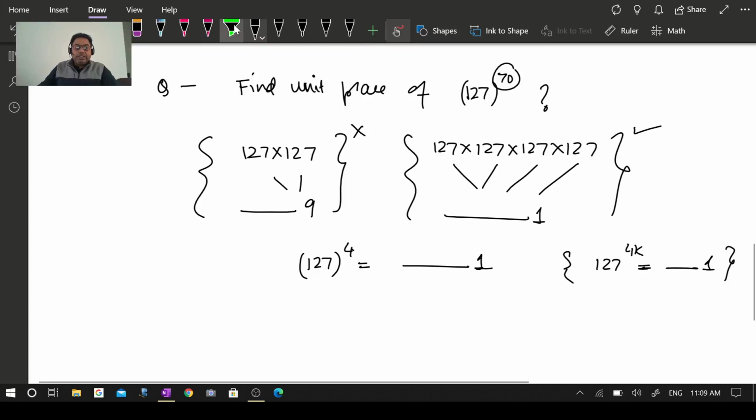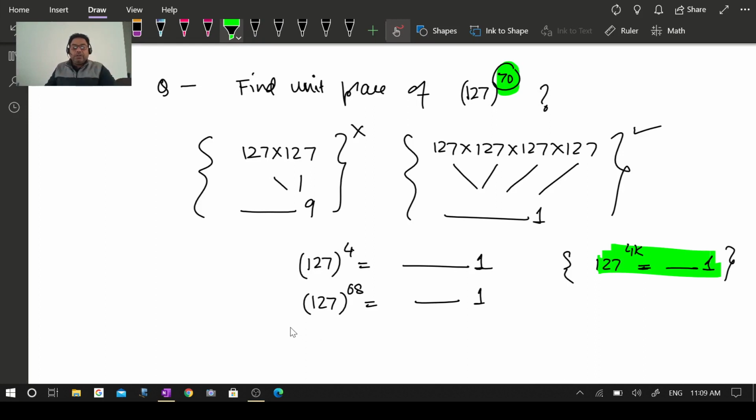All you need to check is a multiple of 4 which is less than 70. So I can very easily and directly write 127 to the power 68 also gives you 1 at the unit place. This is the logic. Alright, so now what are we left with?